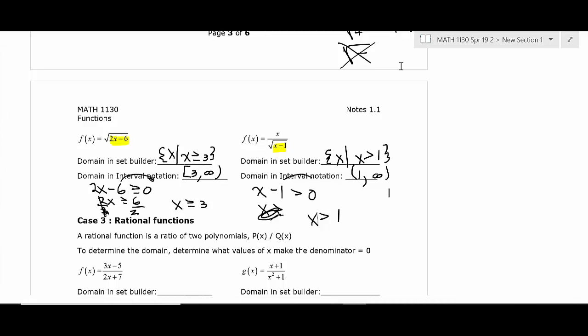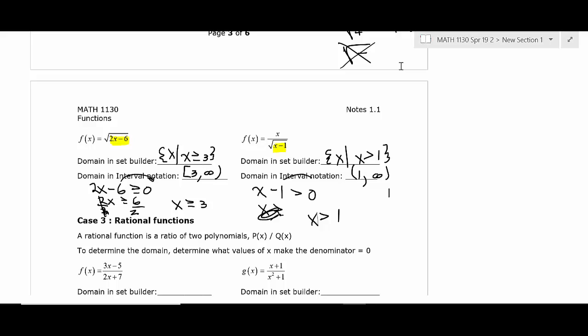Now, the way that you get this totally crystallized in your mind is if you plug 1 in, it doesn't work. That's why we have a parenthesis. That excludes the 1. And then any number bigger than 1, you'll be okay with your radical. You'll have a positive number under the square root. That's what you're trying to verify. Is everybody with me there?